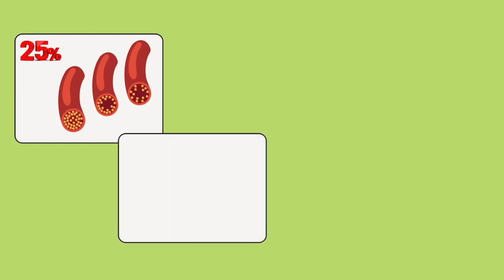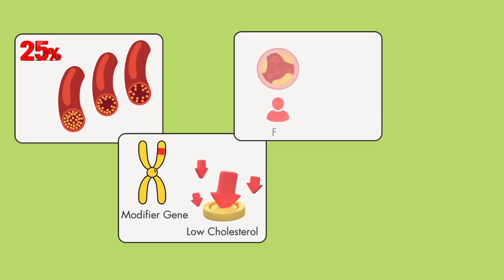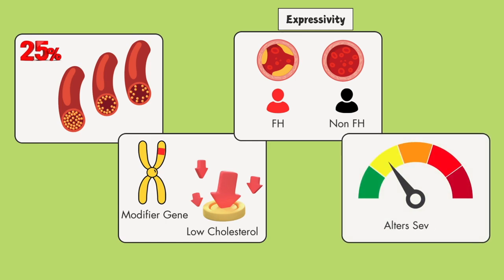For instance, some people with familial hypercholesterolemia have up to 25% lower bad cholesterol (LDL) levels than expected. This suggests a cholesterol-lowering modifier gene. Surprisingly, it not only lowers LDL in people with FH but also in those without the condition. This example highlights the relevance of expressivity. The LDL lowering gene doesn't eliminate FH, but it alters the severity of cholesterol levels in individuals with the condition.